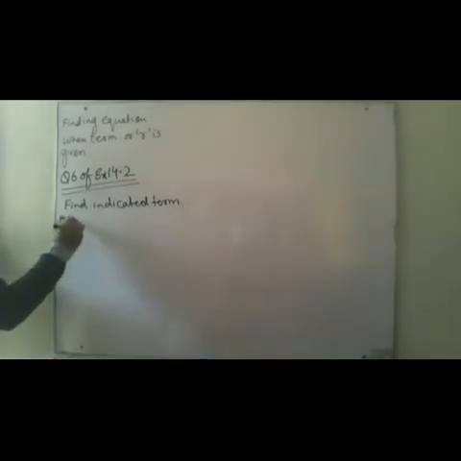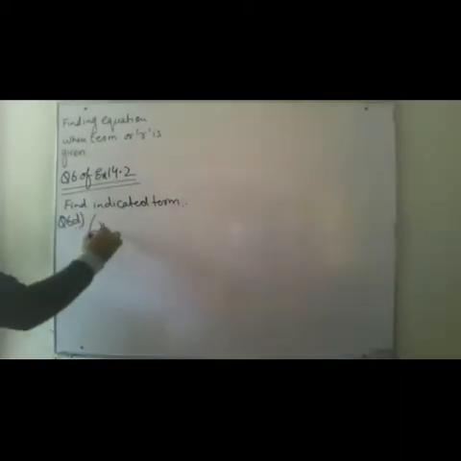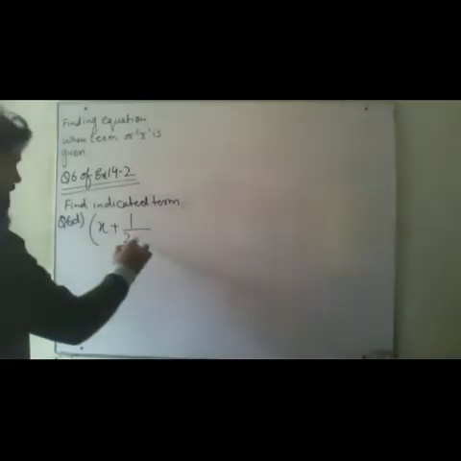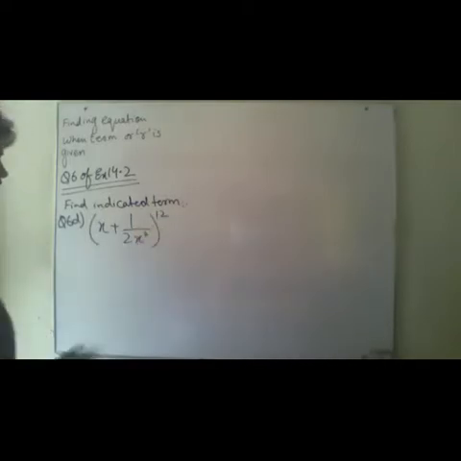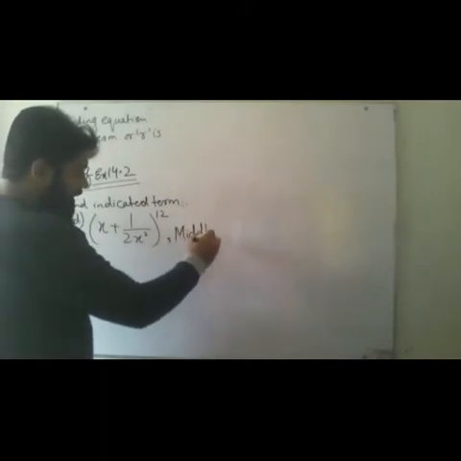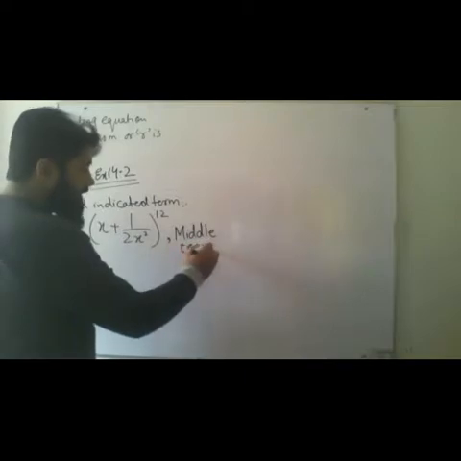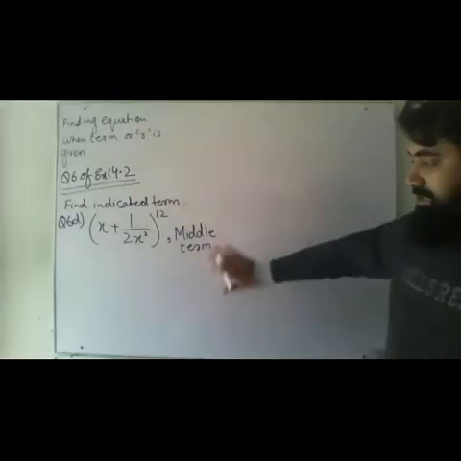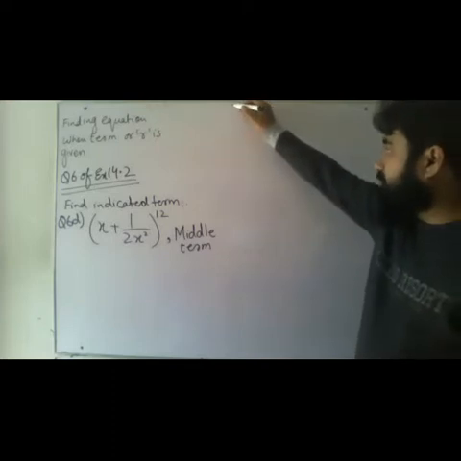Now, question number 6D, they are giving us (x plus 1 over 2x square) whole power 12. Okay, and now they are saying that you have to find the middle term. But what is the term number? I don't know. The term number I don't know, but they are telling me that I have to find the middle term. Now, I'm just keeping this over here and I'm going to explain you something.